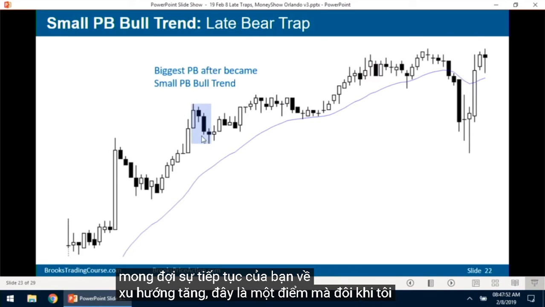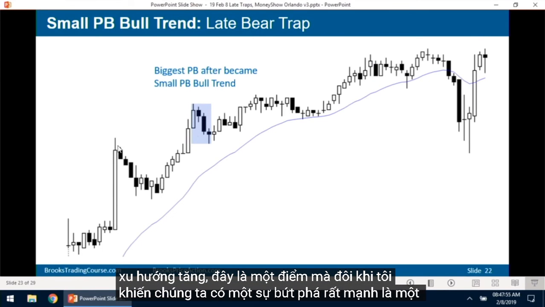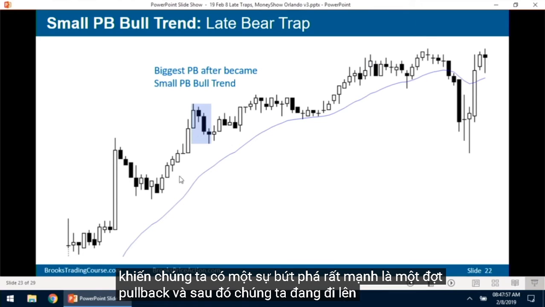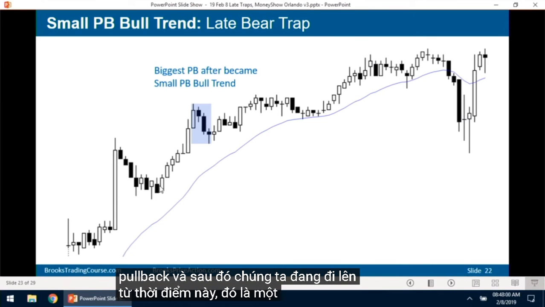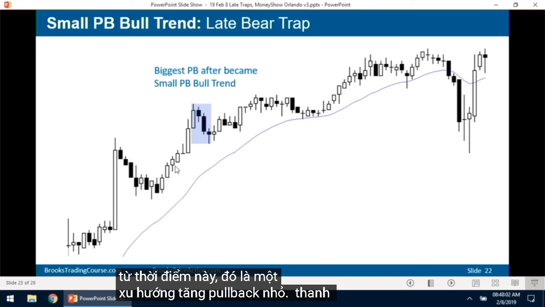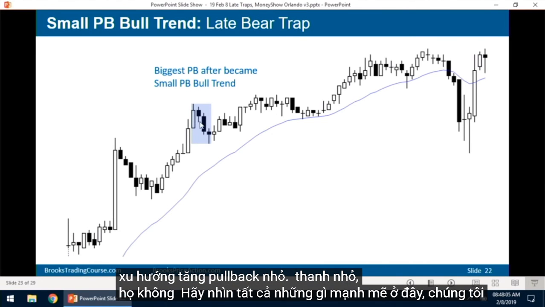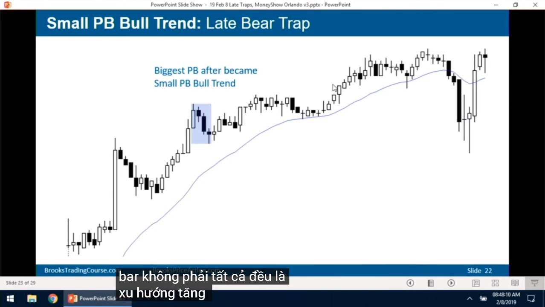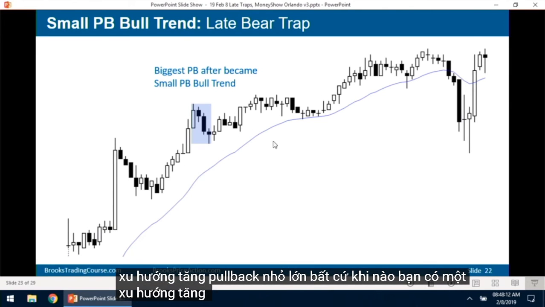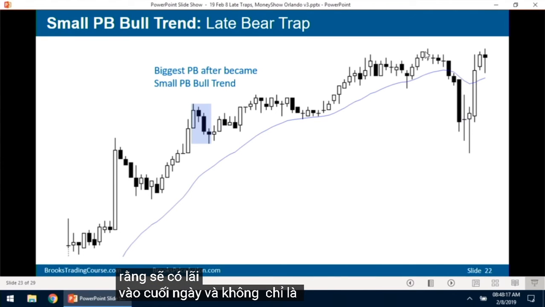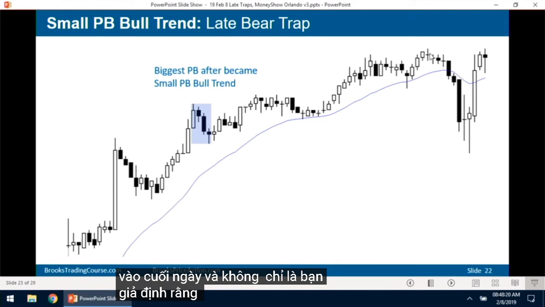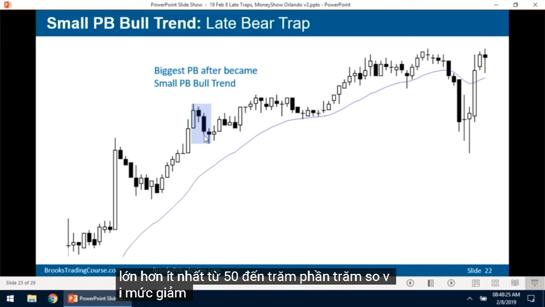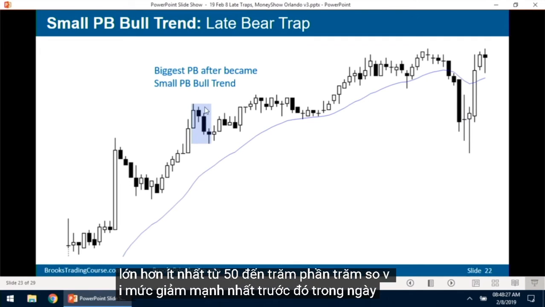This is a point that I sometimes make. We have a very strong breakout, a pullback, and then we're channeling up. From this point on, it was a small pullback bull trend. The bars are small, they don't look all that strong. Here we have a 2-bar pullback, not all that big, 2-bar pullback, not all that big, a small pullback bull trend. Whenever you have a small pullback bull trend, you have to assume there's going to be profit taking late in the day. And not only that, you assume that the profit taking will be at least 50 to 100% bigger than the biggest pullback earlier in the day.